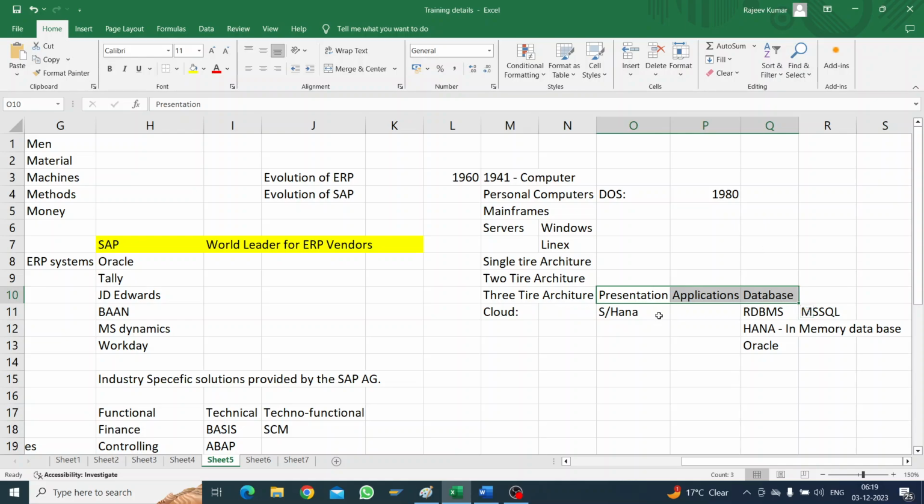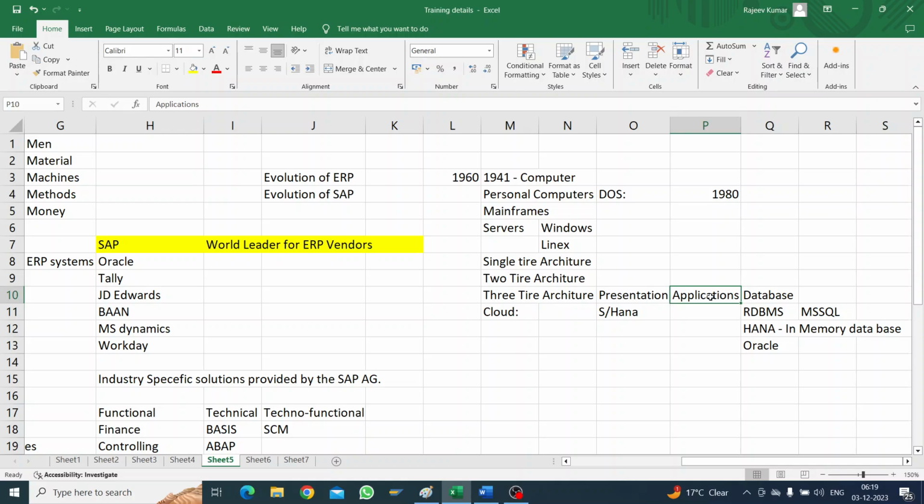And nowadays the latest thing which has come into the picture is called cloud. I will come to that cloud part later on, but let me first talk about the presentation, the thing which you see on your screen. Anything which you see on your screen is called a presentation. Applications are the programs which run in the background of the presentation screen, or maybe on a server, to give you that particular output which you see on the screen.